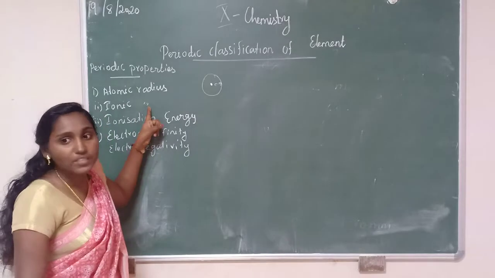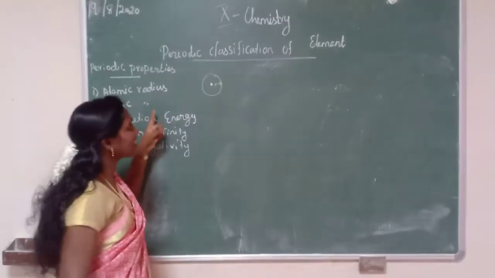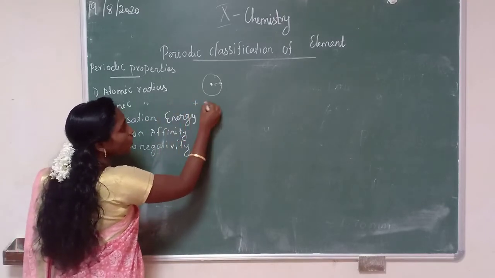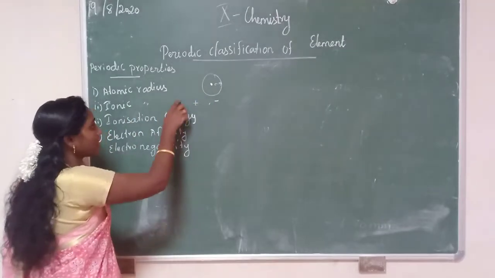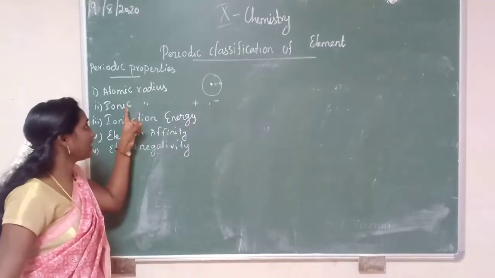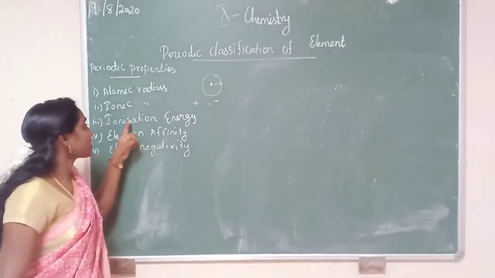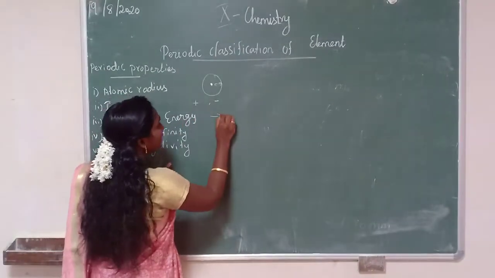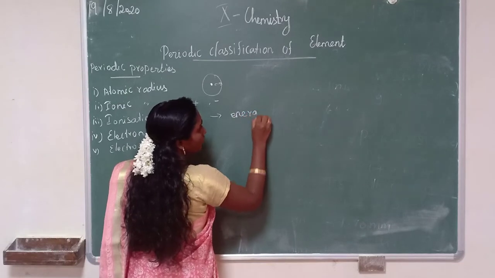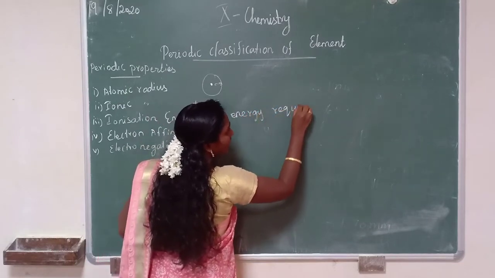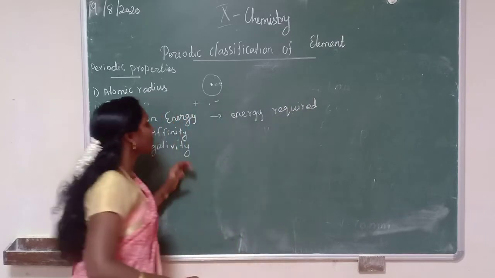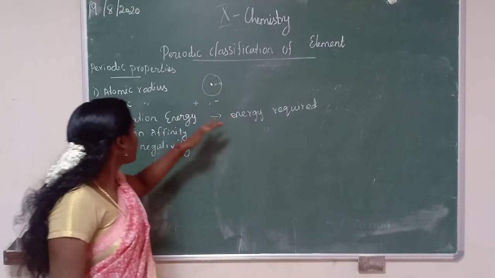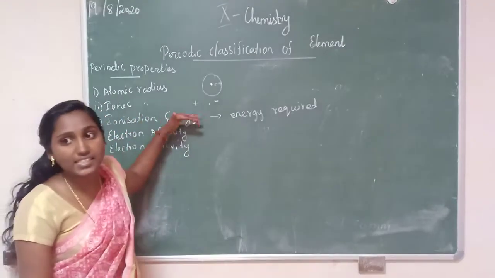Then ionic radius, what did we study? The distance between the ions, that means the distance between the positive ion and negative ion, is called ionic radius. The next, ionization energy. Ionization energy means energy required to remove the electrons, energy required to remove the electrons to form a cation. So that energy is called ionization energy.